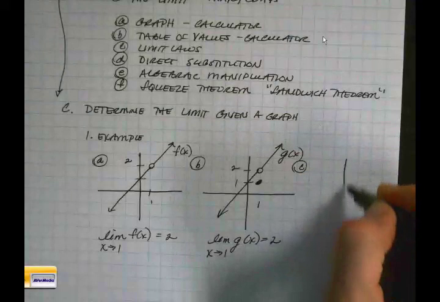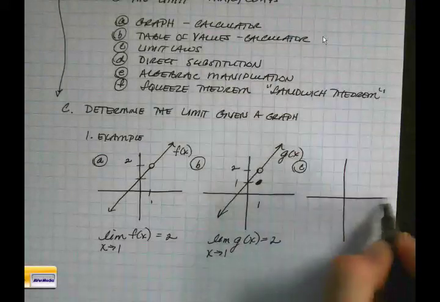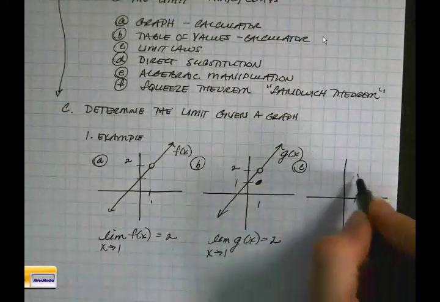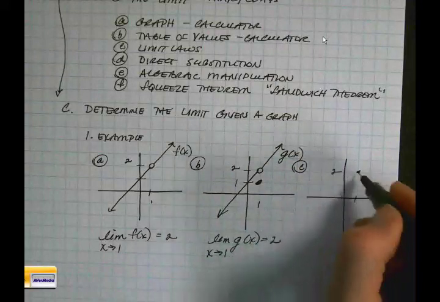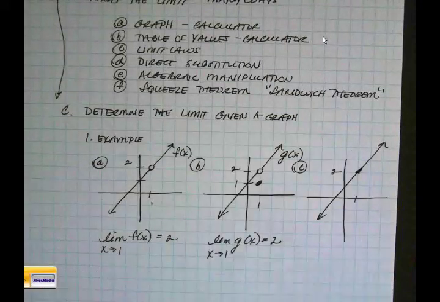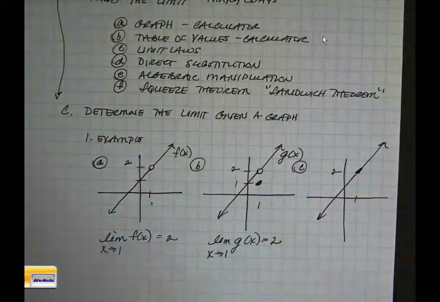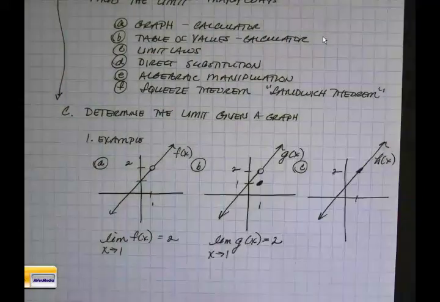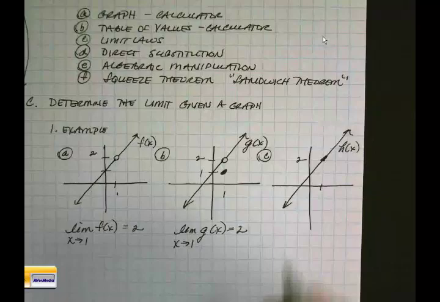Actually, this was simpler than the others. Suppose your graph has no issues. There's no hole in it. There's no break in it. It's just a nice, pretty, continuous, normal graph, the kind that we like.